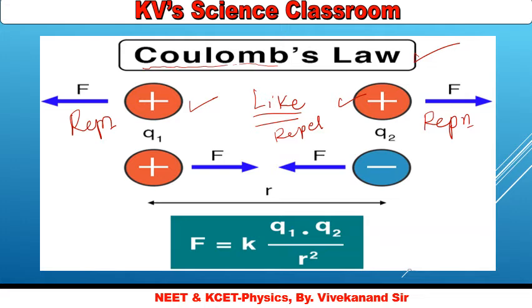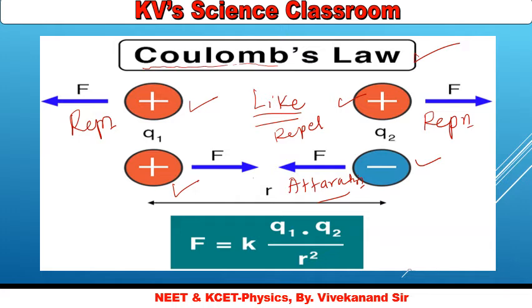Coming to the second figure, one is a positive charge and one is a negative charge. This is nothing but attraction, because these are unlike charges. Unlike charges attract each other. Now it is clear, there are only two types of charges. Either they attract or they repel: like charges repel each other, unlike charges attract each other.